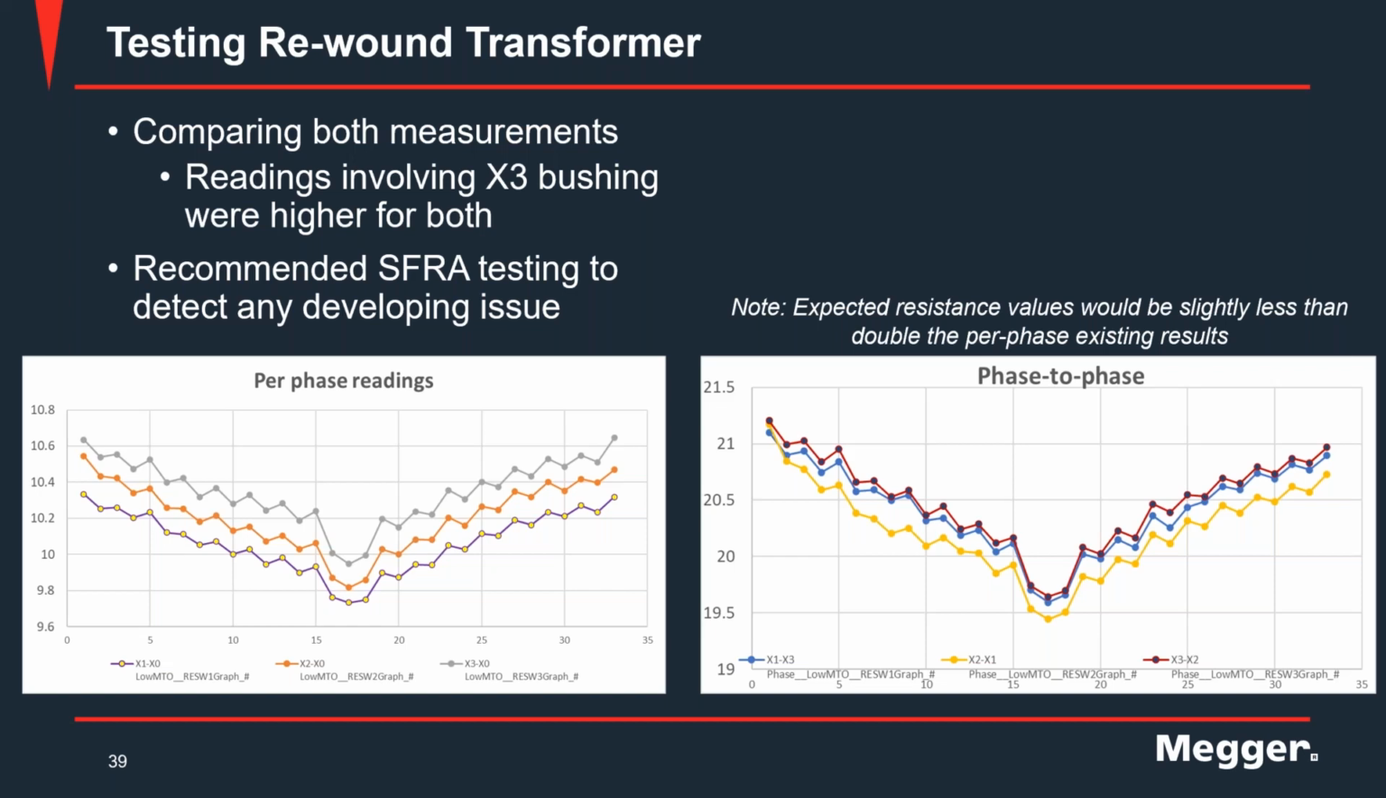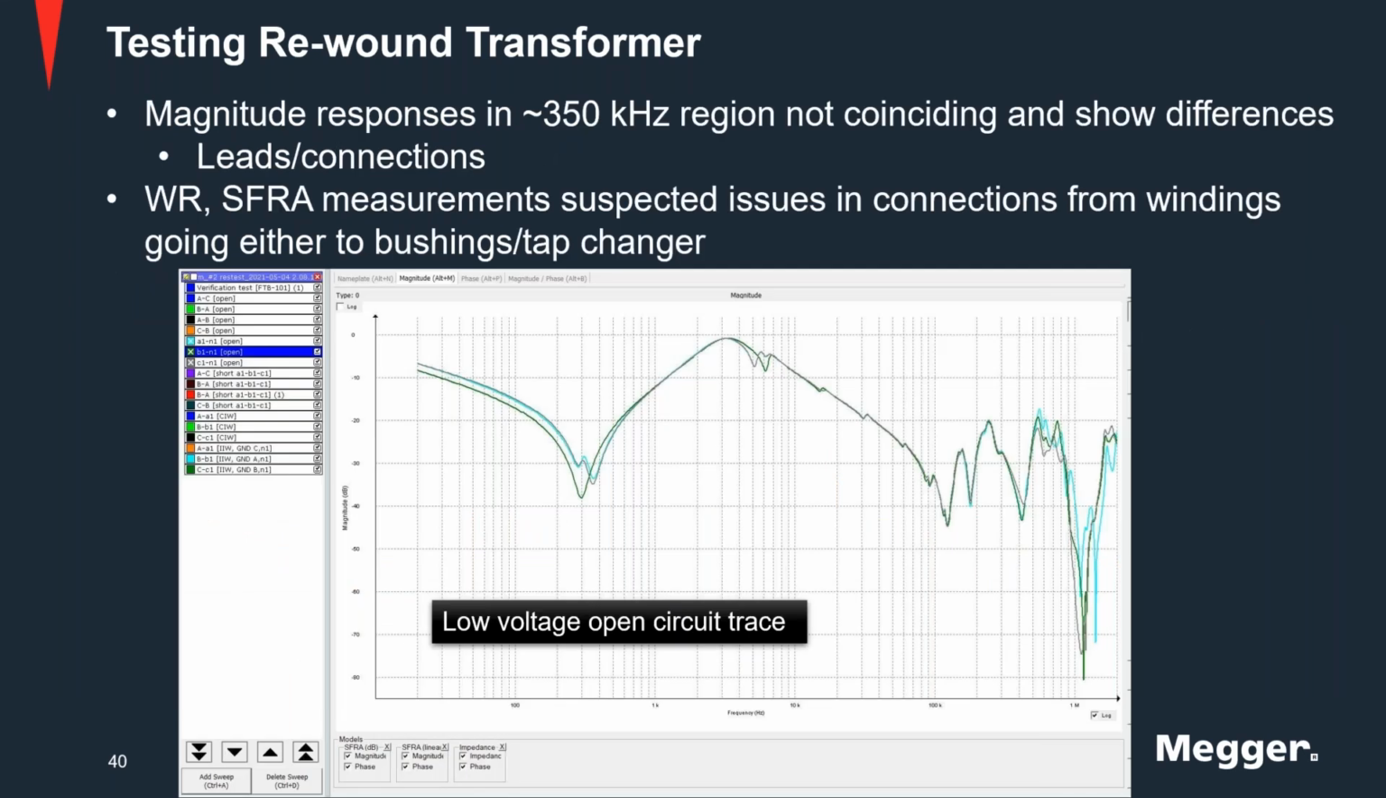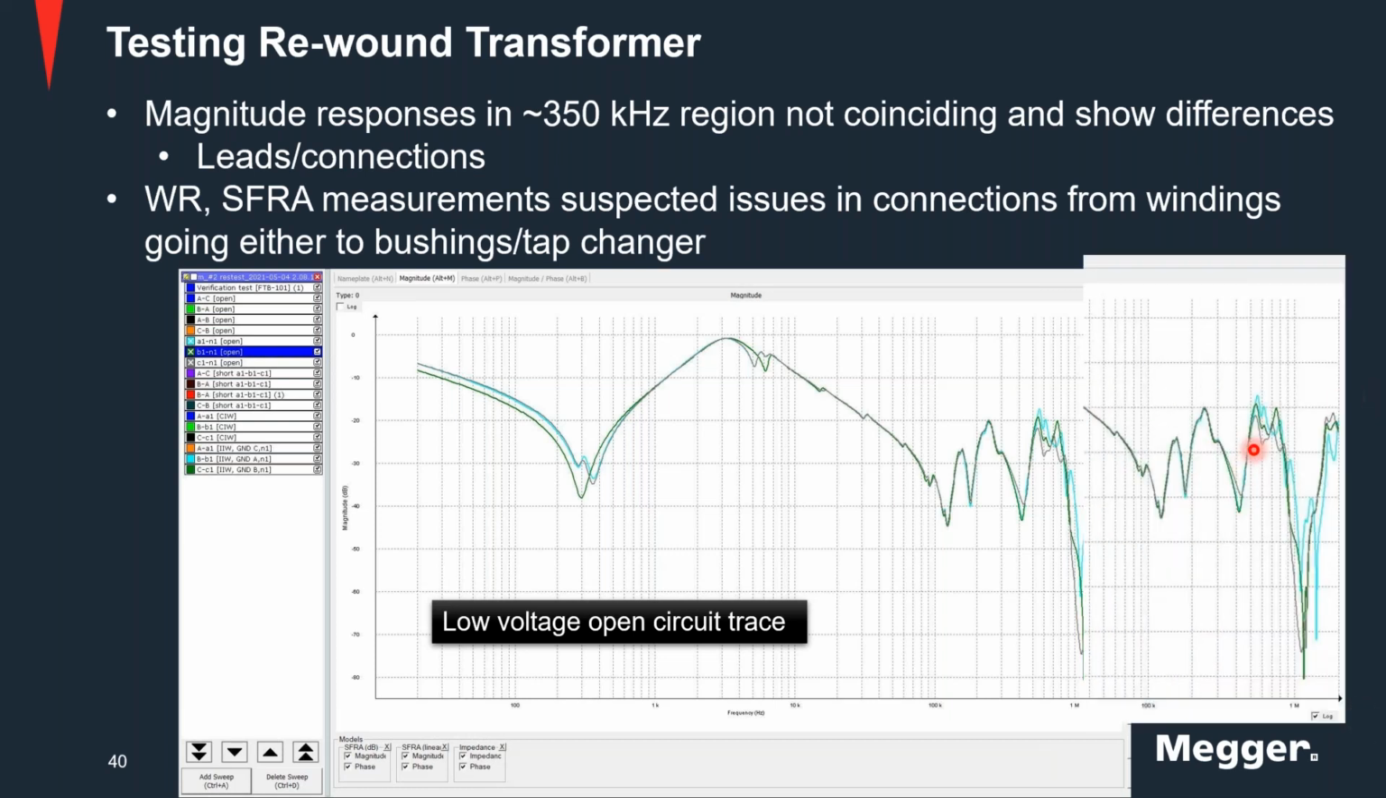So it was recommended that we perform another test, which is the SFRA test, to detect if there is anything going on, or an issue that could be developing and could get worse over time. After running the SFRA test, we documented the magnitude response, and we saw that in the higher frequency region, that means 350 kilohertz or higher, the magnitude response was not coinciding and showed some differences. I have a picture of that real quick.